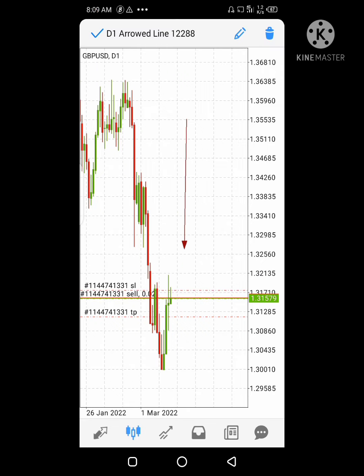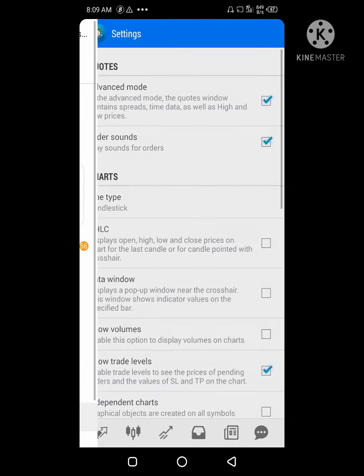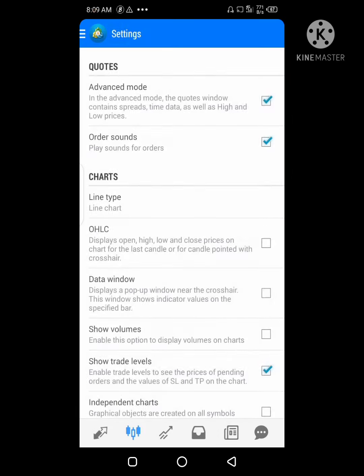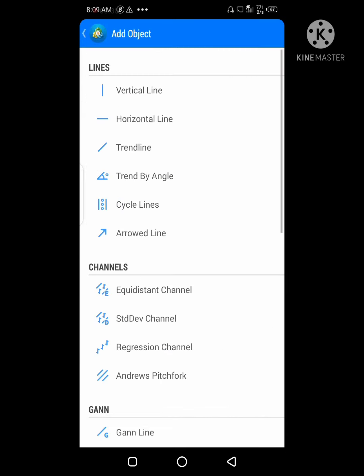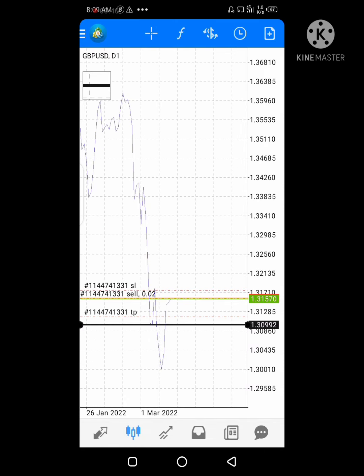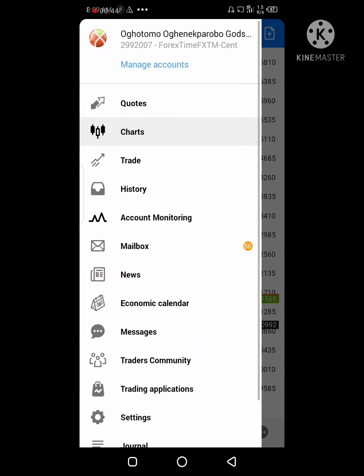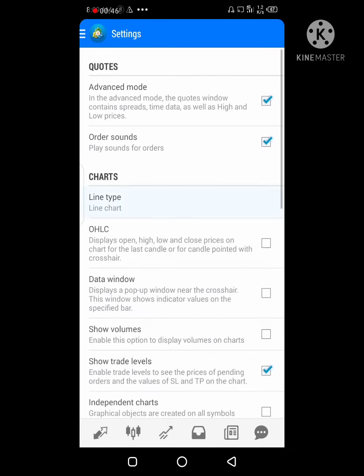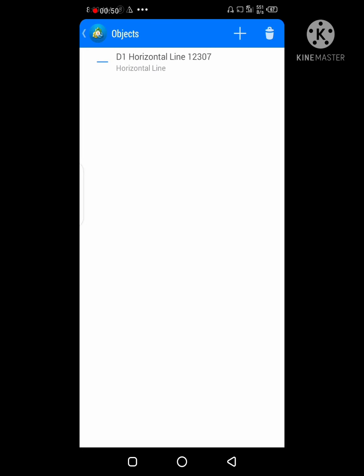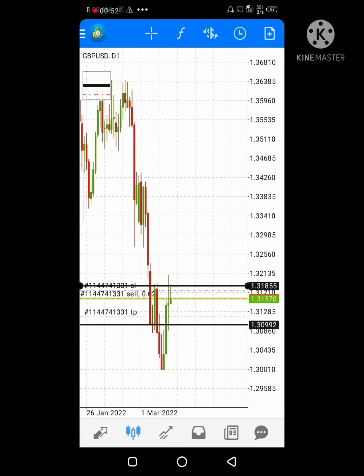So I'm just going to use the line chart to highlight and mark the supply zone. Supply zone is where the sellers come in. So at this zone, we're expecting sellers to come in, and price is already in the zone. So we're not just going to put our sell position immediately the price gets in.